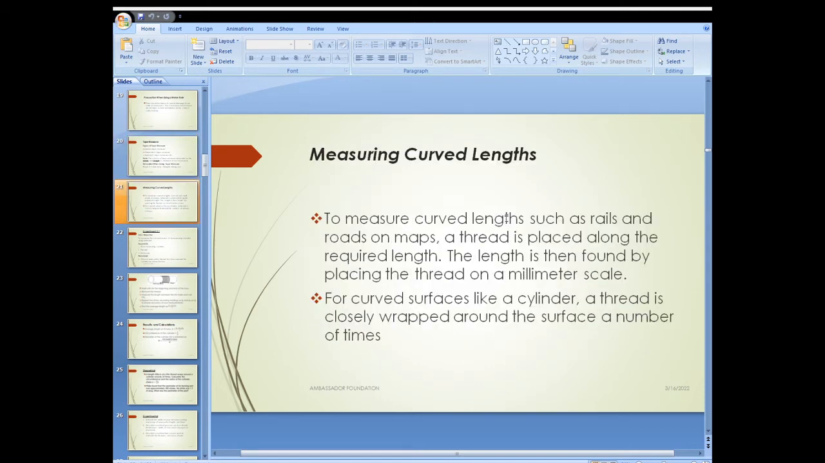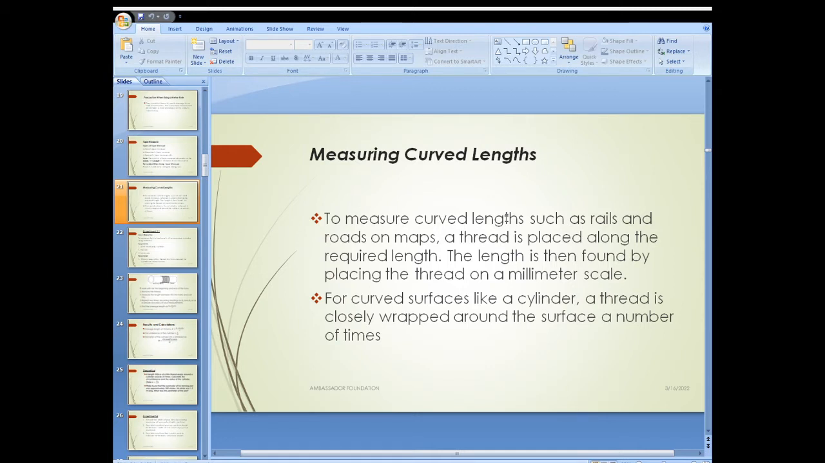Now, what do you do if you want to measure a curved length? For example, the diameter or the circumference of a test tube. How do you do it? That's what I want us to look at right now. Sometimes you also want to measure the length of a rod that is curved. There's a way you can apply it, then you are able to get the length of the curved length.